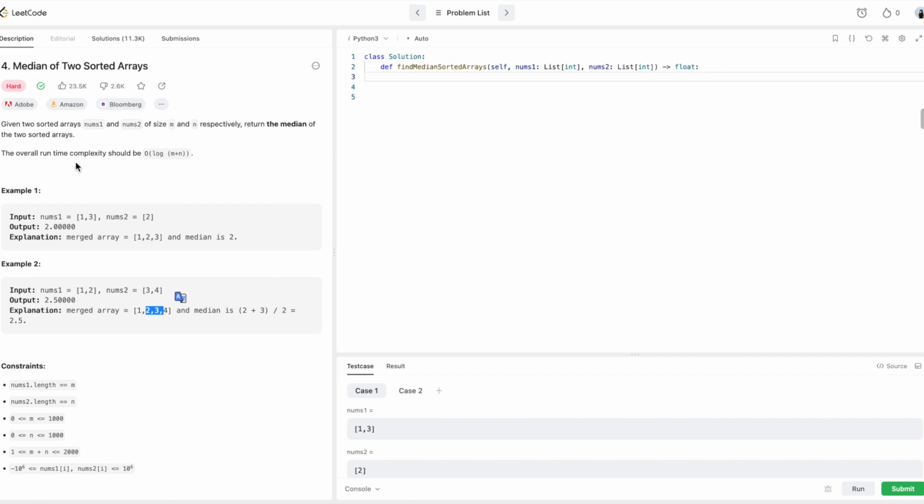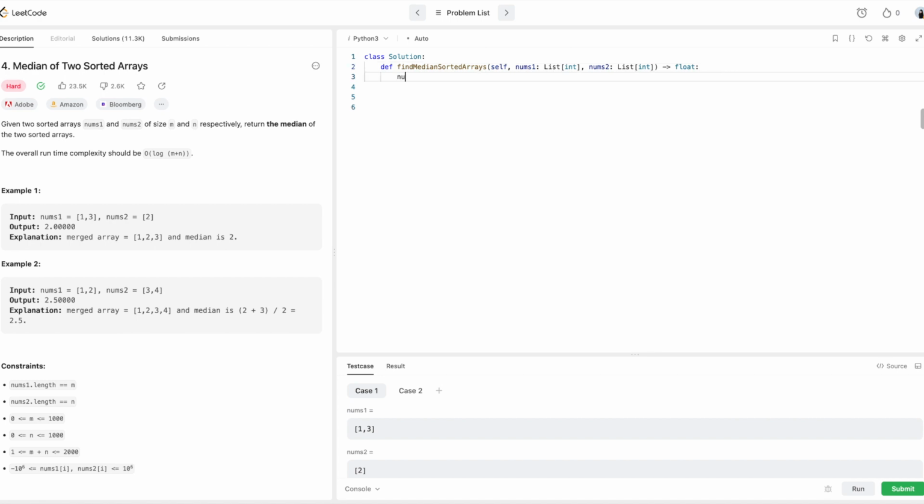So what's hard about this question is it's asking for an overall runtime complexity of O(log(m plus n)), not the normal O(m plus n), because a brute force solution solving this question directly would just be O(m plus n). So I'll go through the brute force solution quickly before I go through the optimal solution.